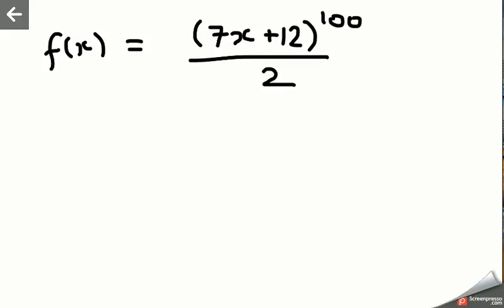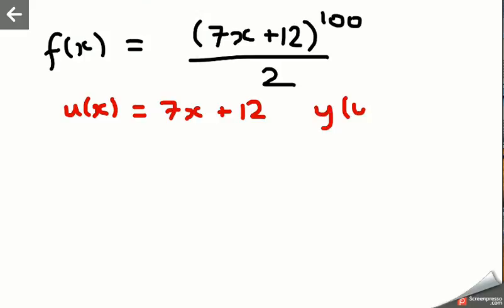So a sensible function for u of x, let's let u of x equal 7x + 12. That's all well and good. Then that must mean that y of u, because remember, we want y of u of x to equal f of x, must be equal to u to the power of 100 divided by 2. This is kind of like the outside function, and this is the thing that goes inside the outside function. So that's another way to visualize it if you're getting stuck with this.